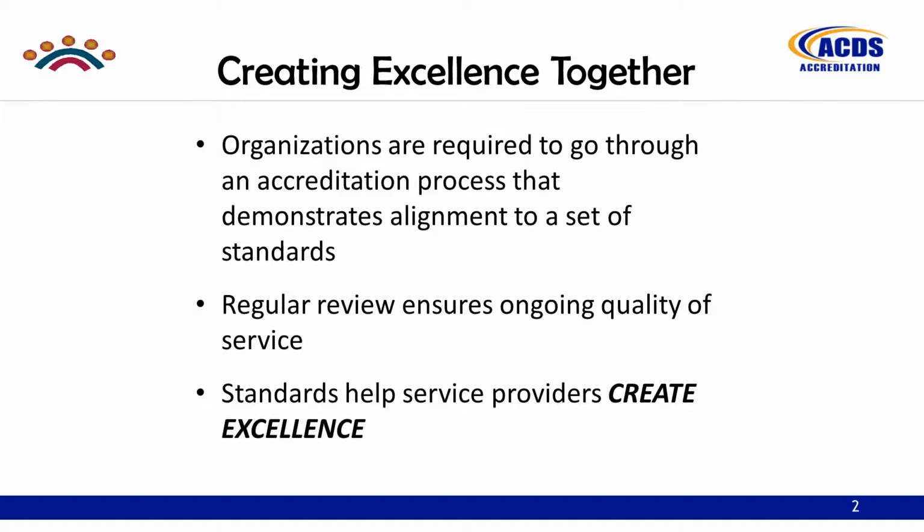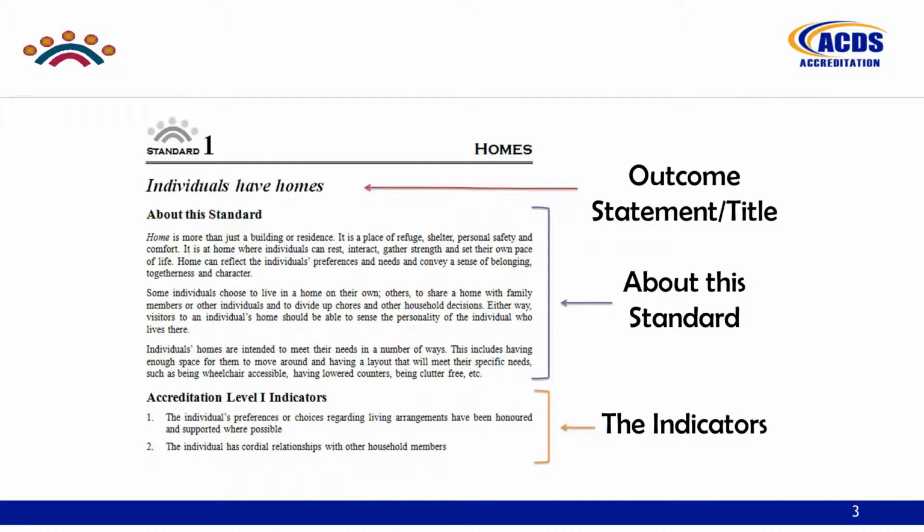Accreditation is a quality assurance mechanism that every organization needs to go through every 3 years. There are 3 areas to the CET standards: the quality of life, the quality of service, and the organizational framework. If you have a CET manual, I would recommend that you open it up as I'm going to review the different parts of the standards and of the manual.